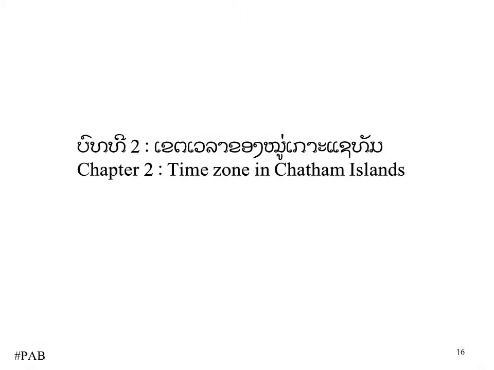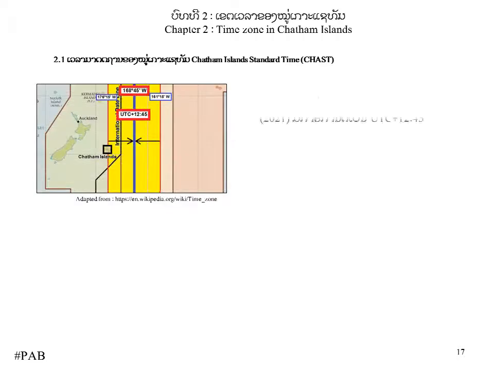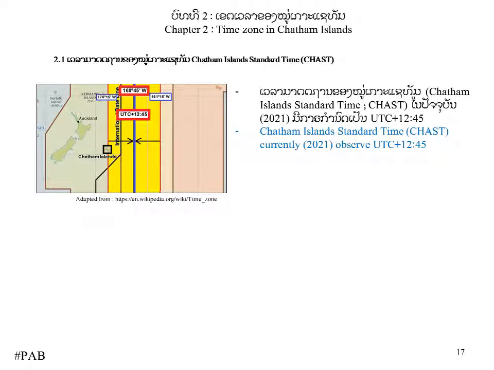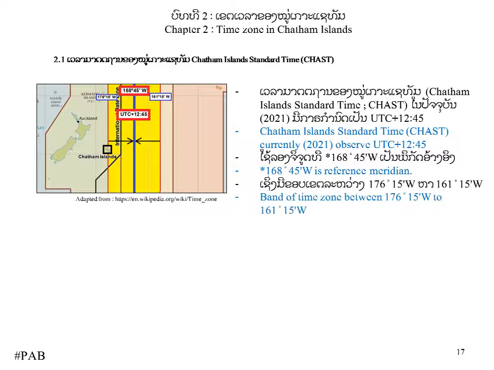Chapter 2: Time zone in Chatham Island. Chatham Island Standard Time currently observes UTC+12:45. 168 degrees 45 minutes west is the reference meridian. The band of the time zone is between 176 degrees 15 minutes west and 161 degrees 15 minutes west.